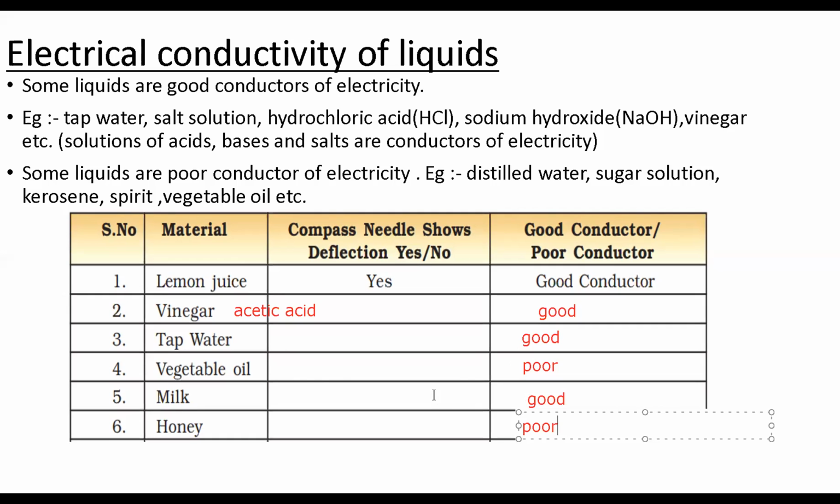So this is a classification of various liquids, out of which a few are good and a few are poor conductors of electric current. I hope it's clear to everyone.